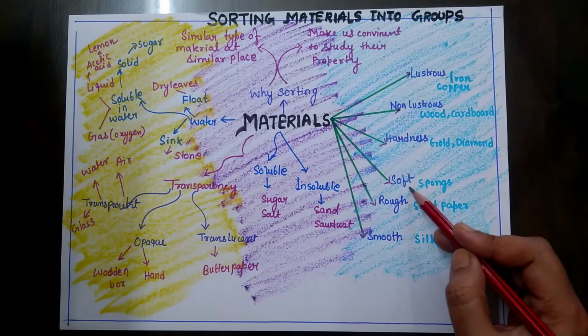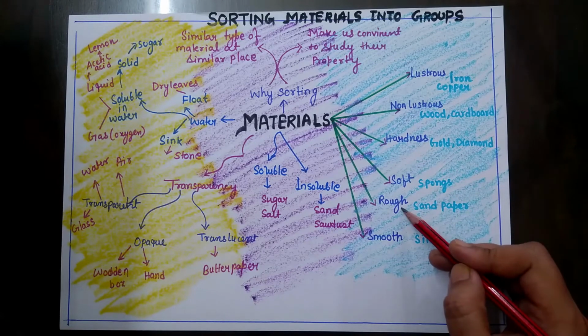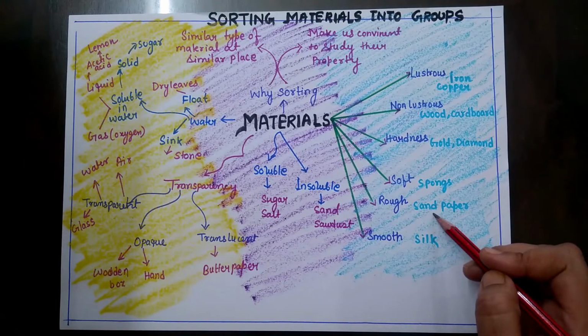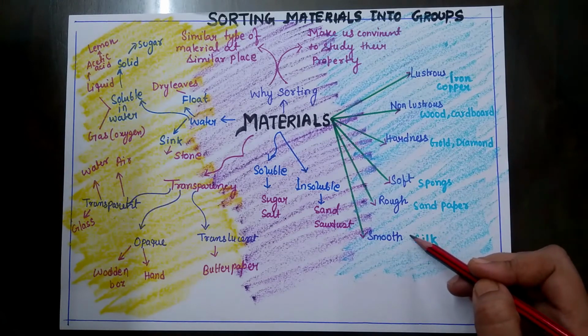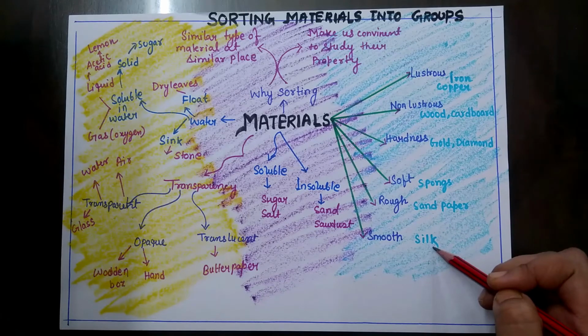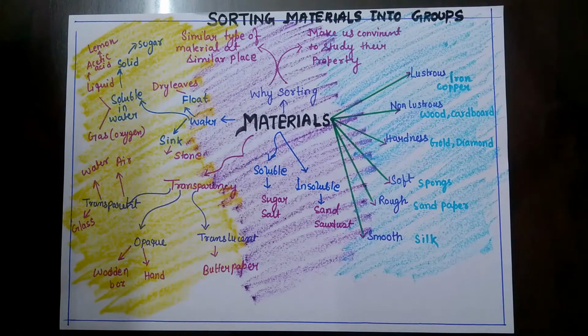Soft means which can be molded or which can be compressed, like sponge and all. Rough means which are very rough to touch and they are not plain, like sandpaper and all. And smooth means which are very smooth to touch, they have a smooth texture. The example can be silk. Now quickly revise this whole sorting of materials in question-answer form.